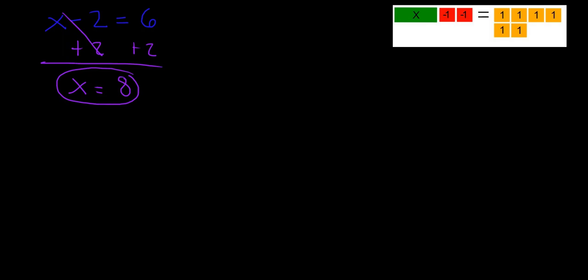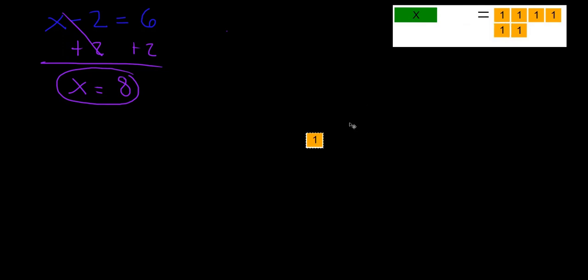Now, let's go ahead and look at the model on the side over here to see why this works. Now, I have x minus 2 is equal to positive 6. I'm going to go ahead and add 1 over here. I'm going to go ahead and add another one over here. Now, I added 2 on one side. Now, I need to add 2 on the other side. Oops, sorry about that. Here we go. Now, I'm going to go ahead and add 2 on this other side.